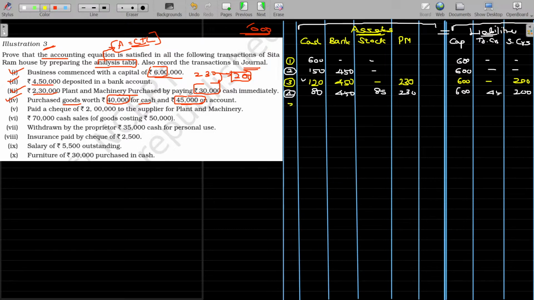So in the fifth transaction, paid a check of rupees 2 lakhs to the supplier for the plant and machinery. So we have made a payment of 2 lakhs. That too by way of check. Check means automatically it will have the impact on the bank. So bank balance will be reduced. So 200 should be subtracted from the bank. Already we have 450. On subtracting the 200, now the bank balance is only 250.